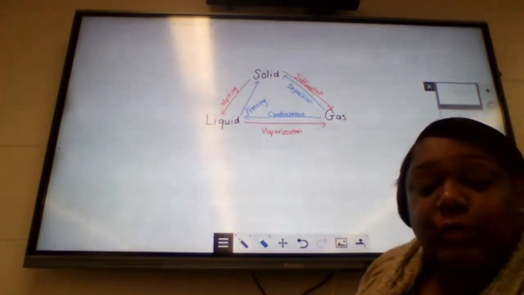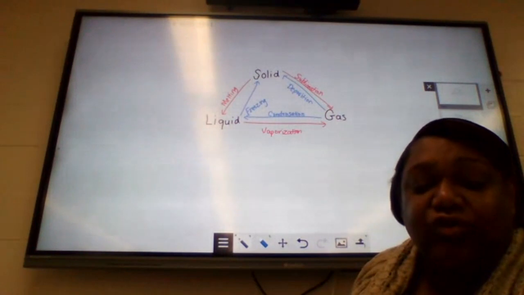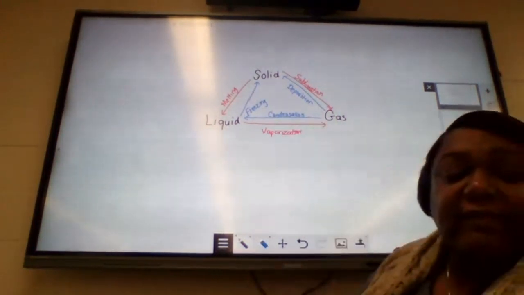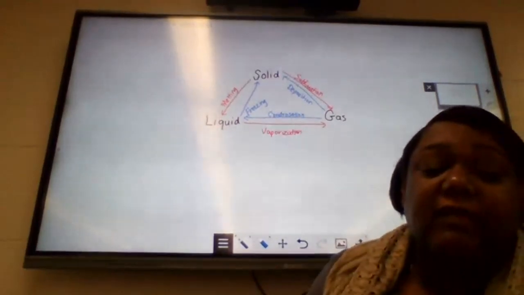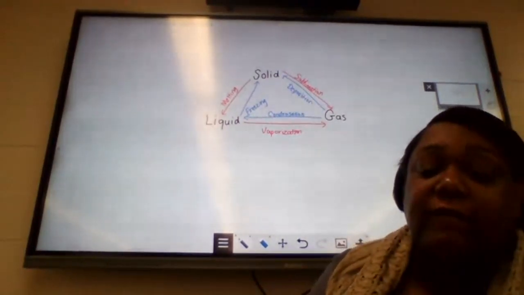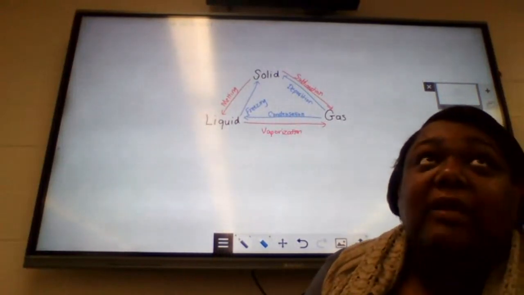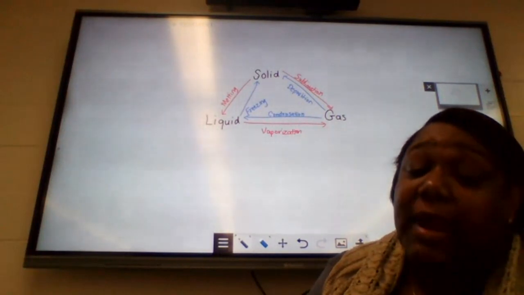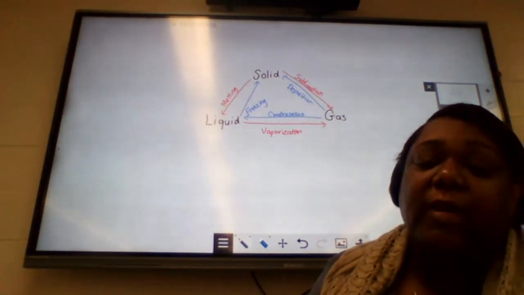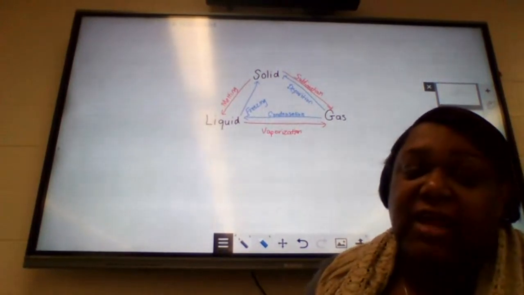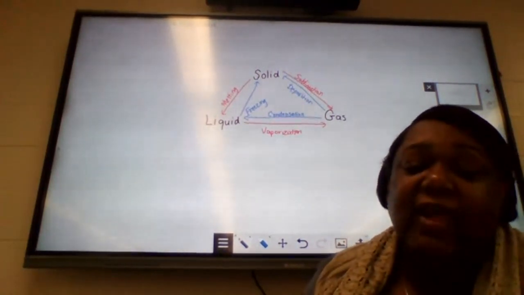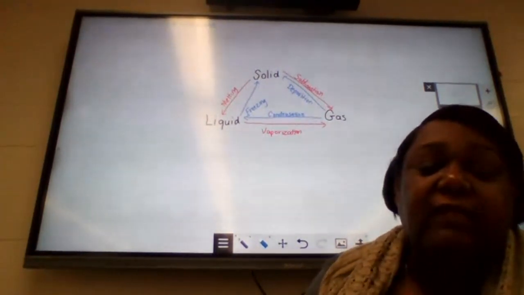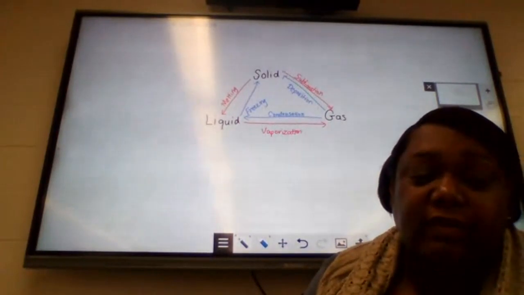Now, the two processes that students have the most trouble remembering are going from solid to gas or gas to solid. And these processes occur without the appearance of a liquid. A lot of times we have difficulty understanding these because we don't encounter a lot of compounds that do this. But going from a solid to the gas phase is known as sublimation. And going from the gas phase to the solid phase is known as deposition.